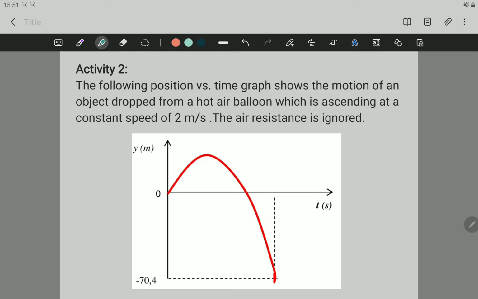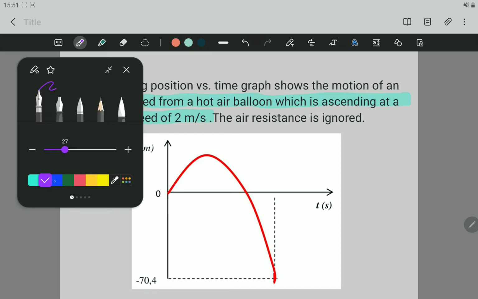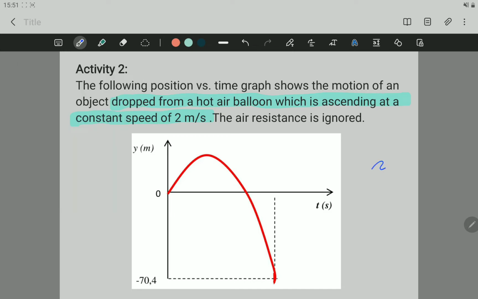So let's quickly have a look at this question. The following position versus time graph shows the motion of an object dropped from a hot air balloon which is ascending at a constant speed of 2 meters per second. So note the following: the object is being dropped, however, it is also moving up with the hot air balloon. Imagine this is a hot air balloon, moving upward, and the object is being dropped from it.